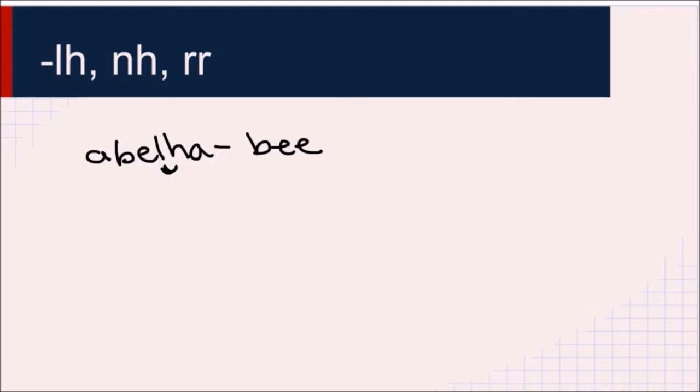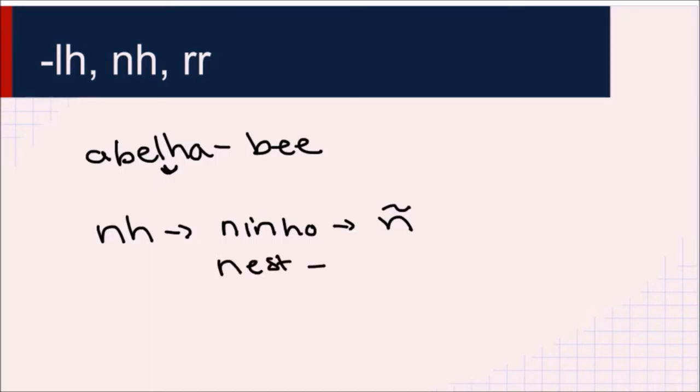When you have something like the NH, okay, let's do something like this. Okay, the NH is very similar to the N with the tilde in Spanish, right? If you're familiar with that. So in this case, ninho, which means nest, like a bird's nest, for example, it's ninho.